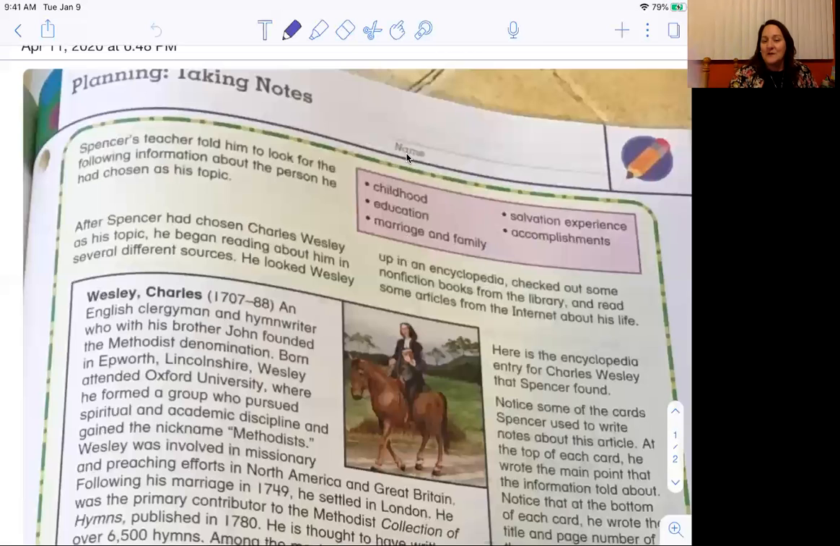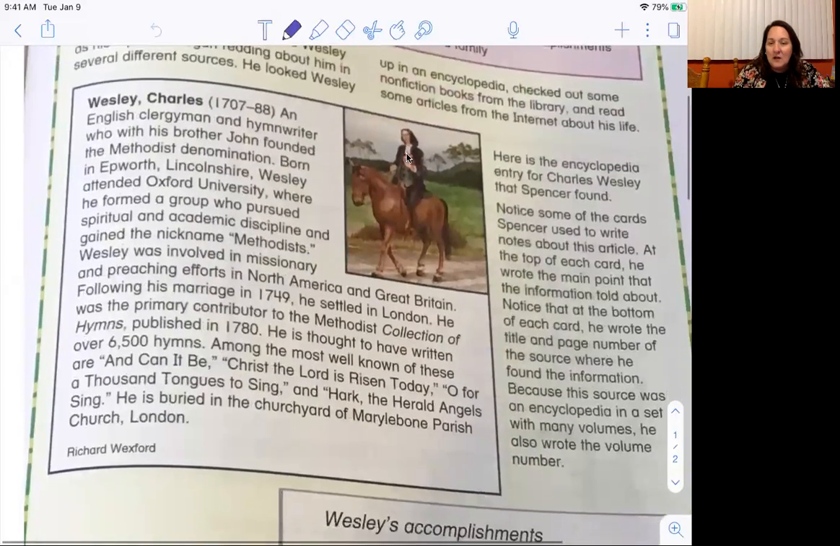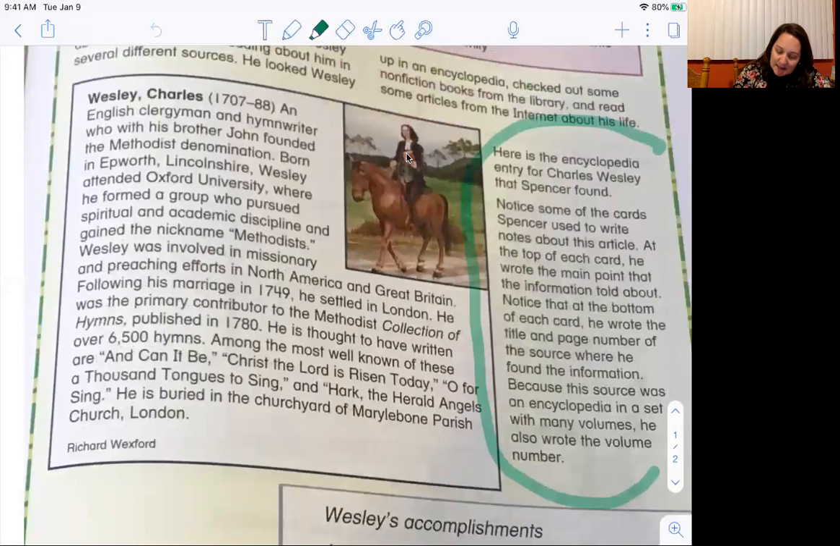So let's see what Spencer did with Charles Wesley. Look here on the side. It says, here's the encyclopedia entry for Charles Wesley that Spencer found. Notice some of the cards Spencer used to write notes about his article. At the top of each card, he wrote the main point that the information told about. Notice that at the bottom of each card, he wrote the title and page number of the source where he found the information. Because this source was an encyclopedia in a set with many volumes, he also wrote the volume number. Now, we're going to do ours a little bit differently, but we're going to still kind of follow the same process. So let's see the encyclopedia article that he found for Charles Wesley.